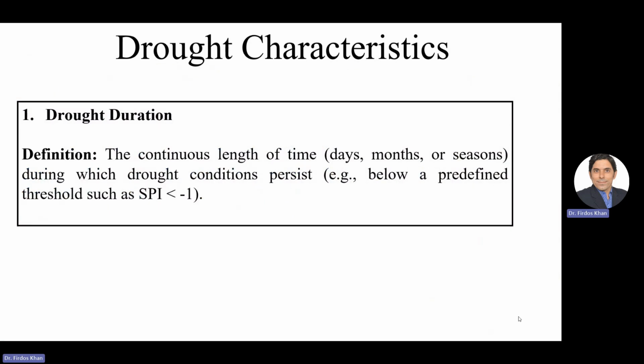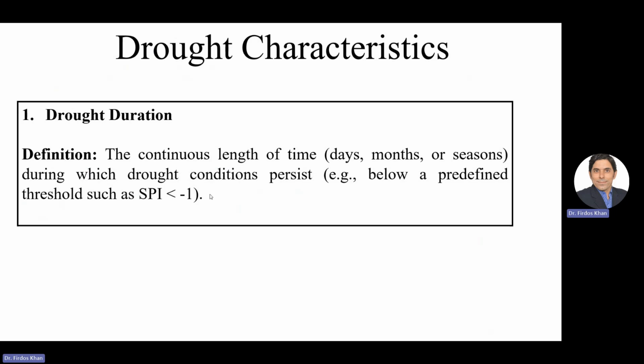The continuous length of the time, days, months, or season during which drought condition persist, e.g. below predefined thresholds such as SPI or SPEI, whatever you are using, less than or equal to less than -1. So this is one of the threshold. Normally people use threshold. Some people use threshold minus 0.50. Someone use minus 0.85 and someone use -1.